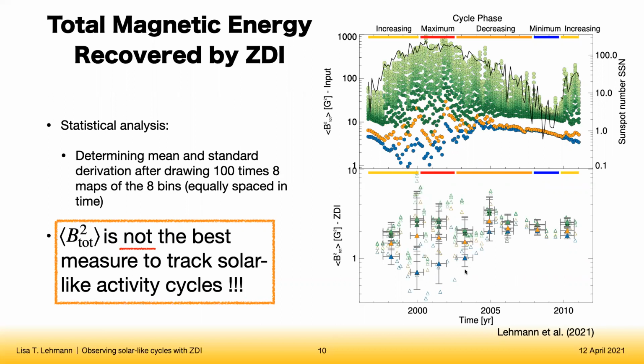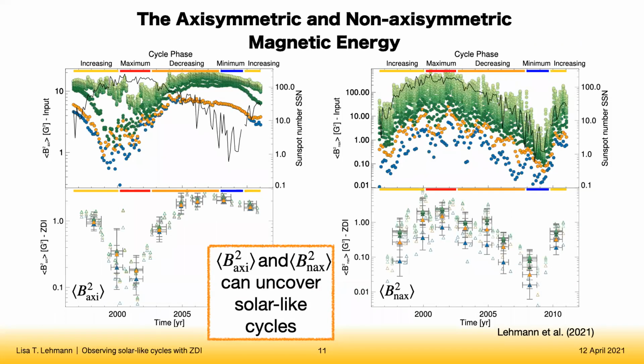solar-like activity cycles. Far better is to go to the single magnetic field components. Especially the axisymmetric and non-axisymmetric magnetic energy turned out to be very nicely recovered by ZDI. For the large-scale field, the simulation shows this drop during the activity maximum, which is well recovered by ZDI. And for the non-axisymmetric field, you see that the large-scale field, the dark green points, also follows the trend of the sunspot number, and ZDI recovers this very nicely here.